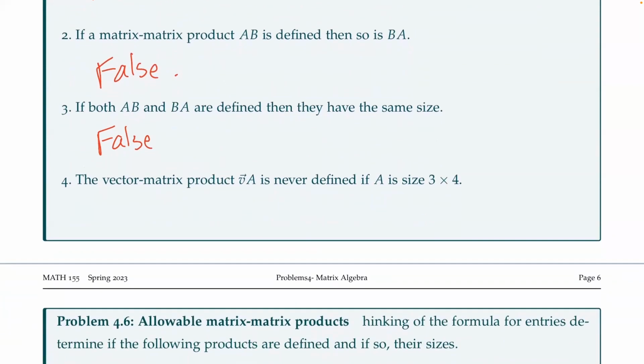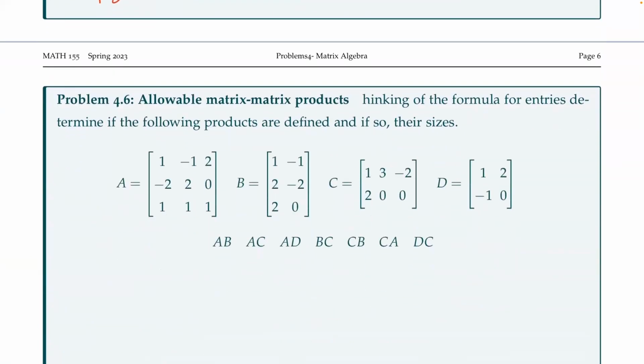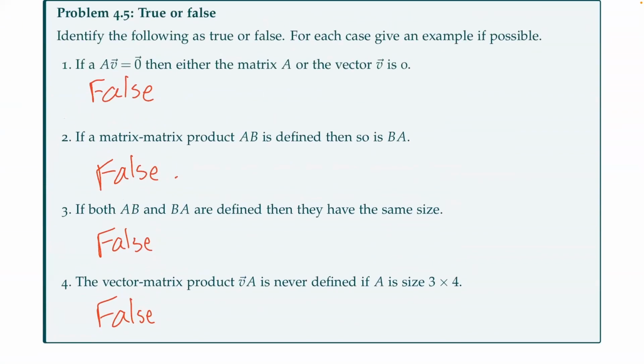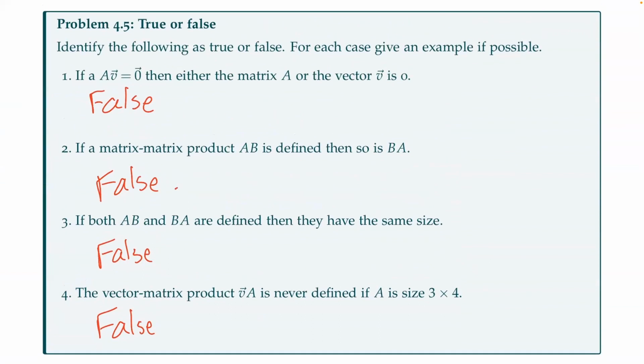A vector matrix product VA is never defined if A is of the size 3, 4. True or false? False. As we've just seen, if we use an appropriate row vector, then we can have VA being defined. No, these are just any matrices. Oh, sorry. Yeah.